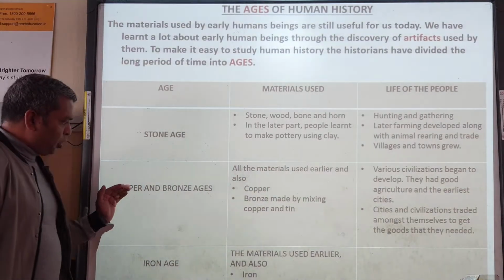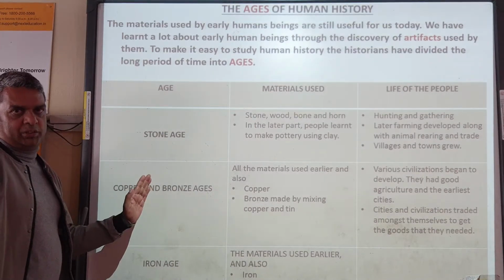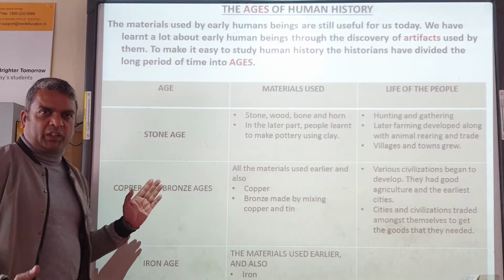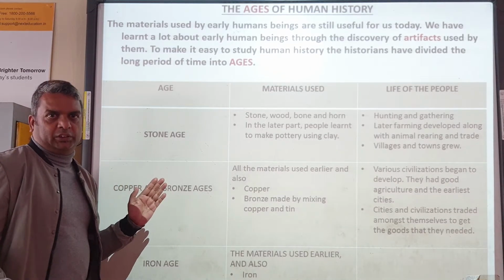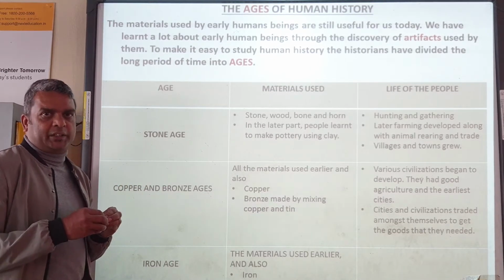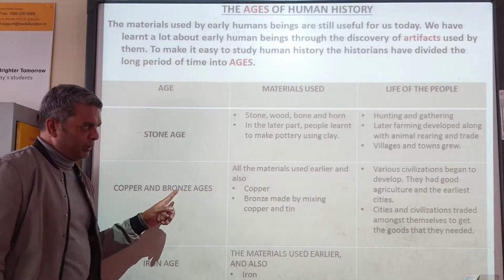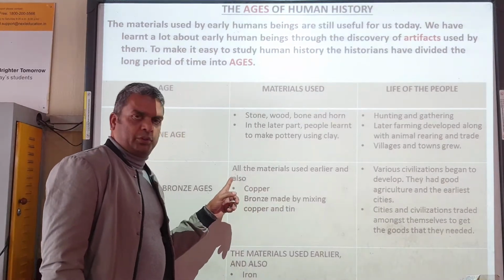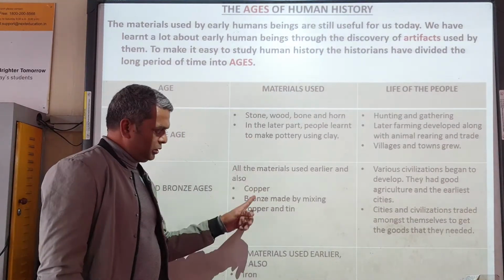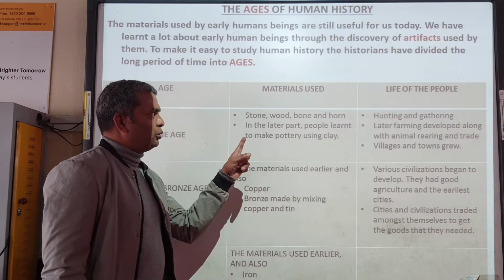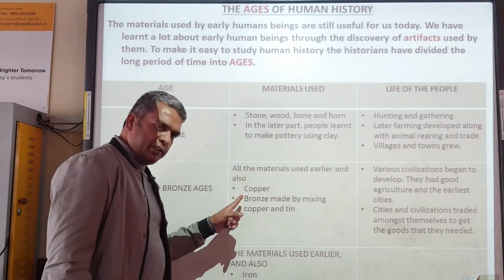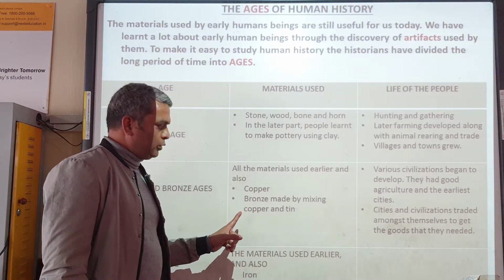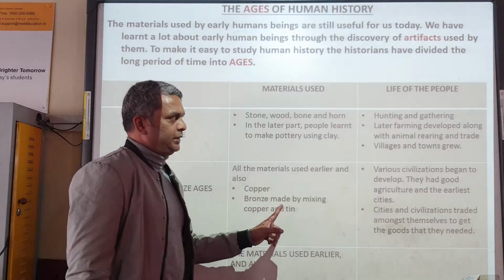Then came the Copper and Bronze Age. First was copper, and when they found that it was difficult, they found tin. They mixed copper and tin together, and they got bronze. Remember that. All the materials used earlier are also used. In the Copper Age, they still used stone, wood, bone and horns, and then they used copper and bronze, which was made by mixing copper and tin.